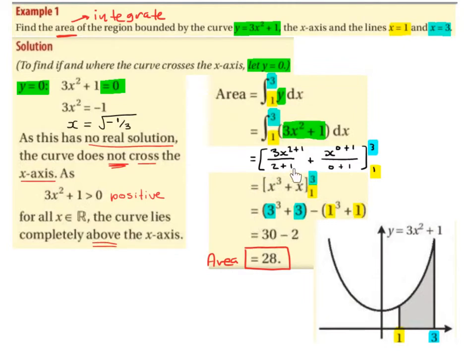So now we have integrated, we have to apply our limits. So we take the upper limit, which is 3, and we swap each of our x's for 3. And then we subtract, and then we take the lower limit, which is 1, and we swap each of our x's for 1. And we end up with 28. So the grey area between the curve and the x-axis between 1 and 3 is 28.